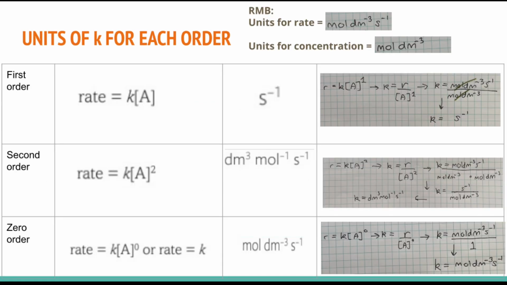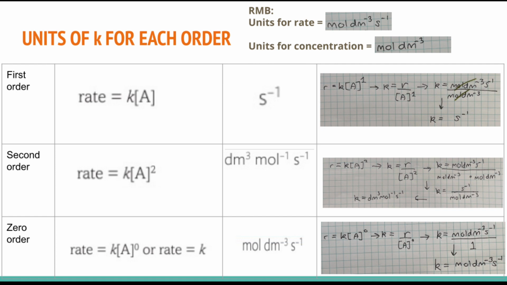So what are some units for k? The proportionality constant has different units for each order. So things you want to remember in this case are the units for rate and the units for concentration. The units for rate are moles per decimeter cubed per second, and the units for concentration are moles per decimeter cubed. So let's start with the first order.